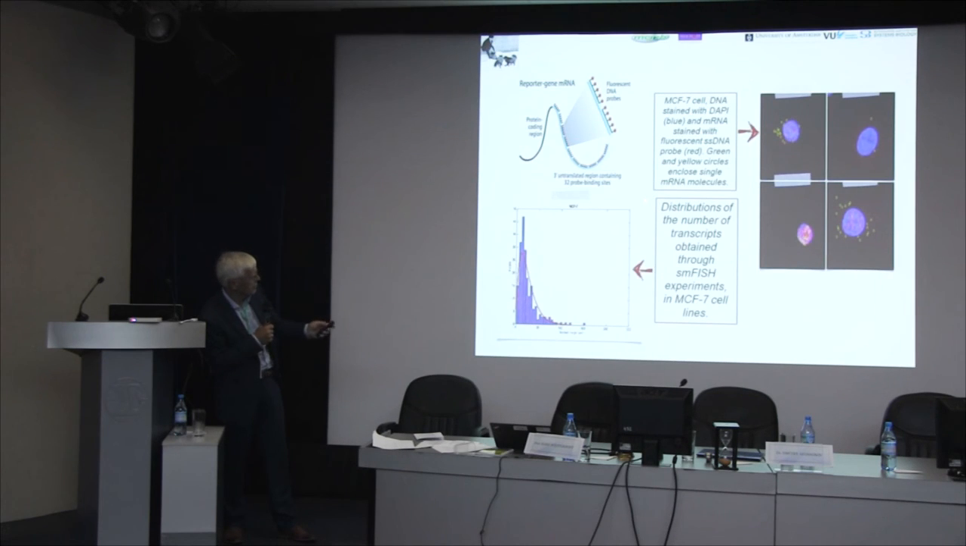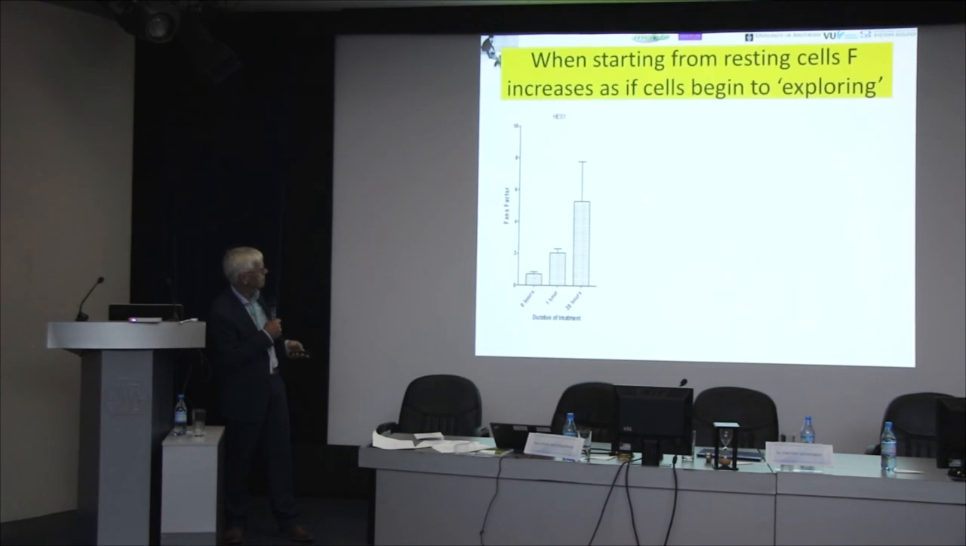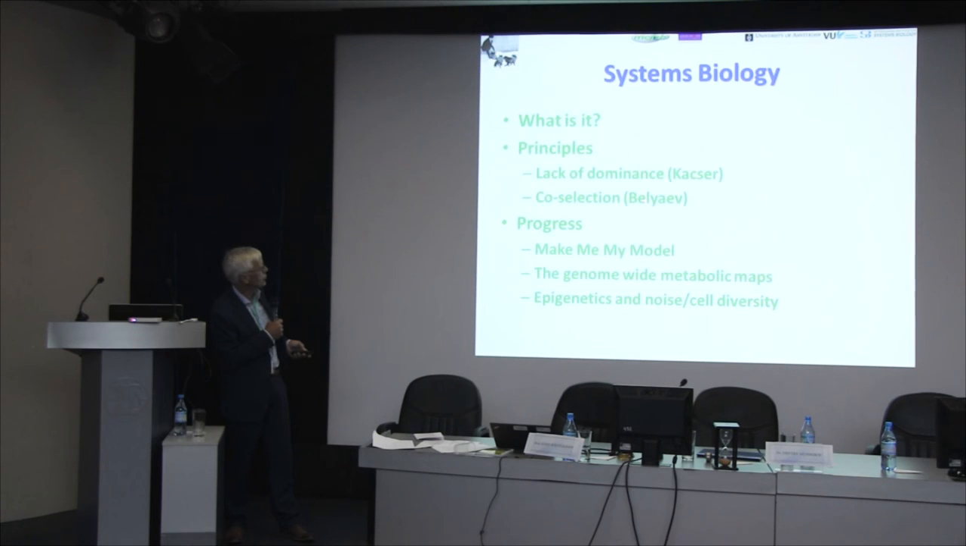You can see that here as well. Some cells have a lot, some cells have less, and we find the origin of this. And the origin seems to be in epigenetics of bursting transcription. Okay, let me cut short on this.